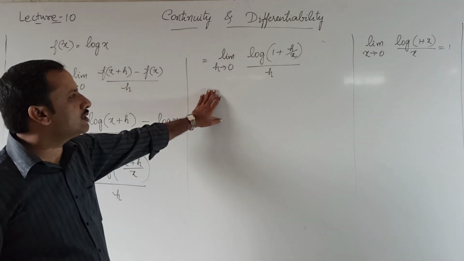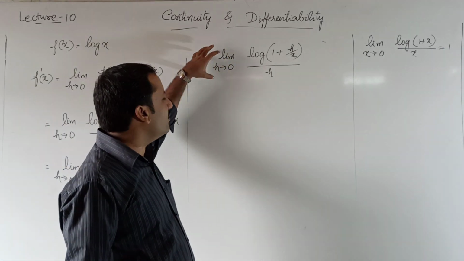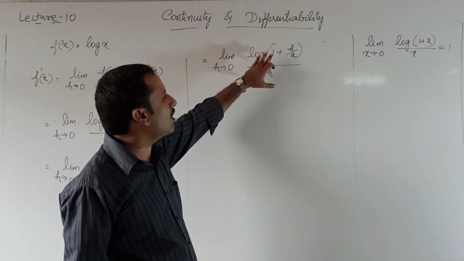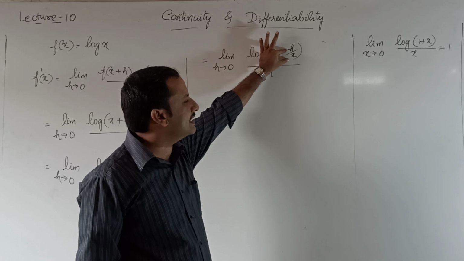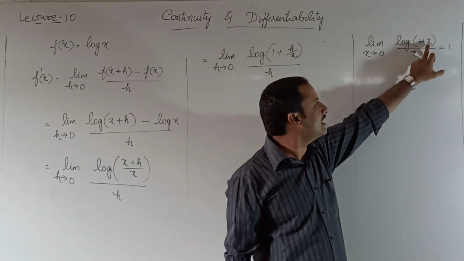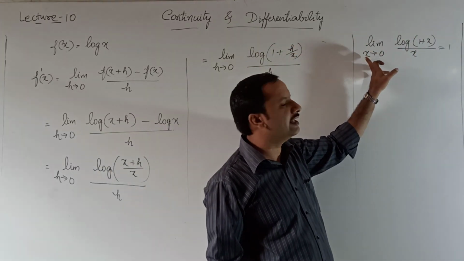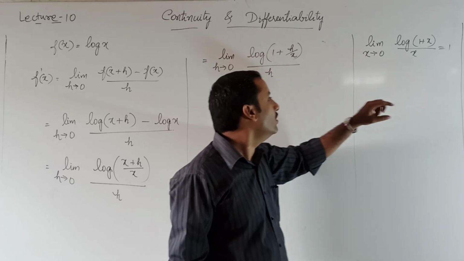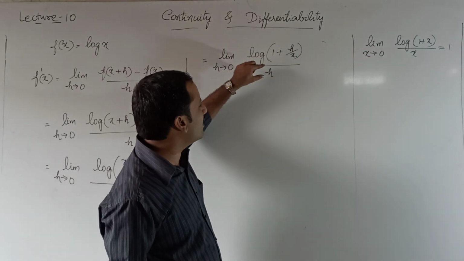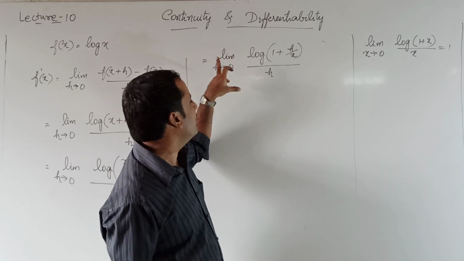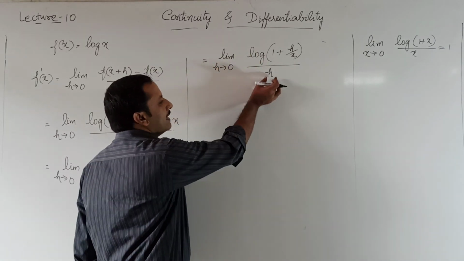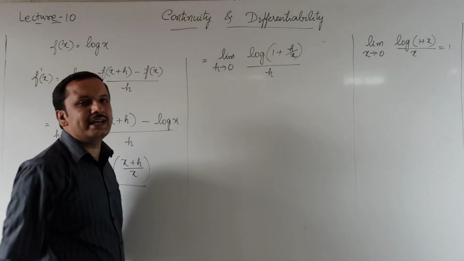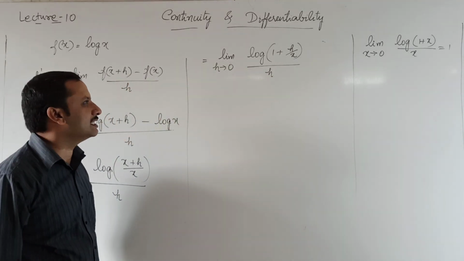Now, I want to use that formula here. See, you have limit h tends to 0 here. Log 1 plus h by x divided by h. H by x is there. Here having x here, denominator also x, limit as x tends to 0. So we have h by x here, therefore we want h by x here. H is tending to 0, therefore h by x will also tend to 0. Here in the denominator, we want h by x, only h is present.